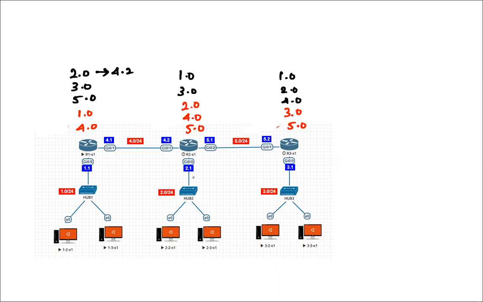Now 2.0 is here, you can see this network is here. Now can you guess where 3.0 is? In the topology, 3.0 is here. Now we are trying to do static routing on the first router. For 3.0, what is the next hop IP? Do you think 4.0 will be the next hop IP address, or 5.0? What do you guys think? Please answer in the chat.